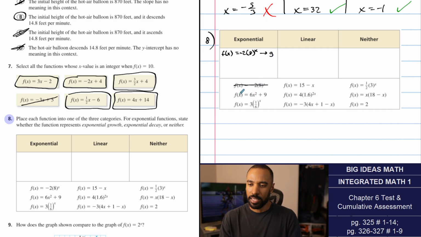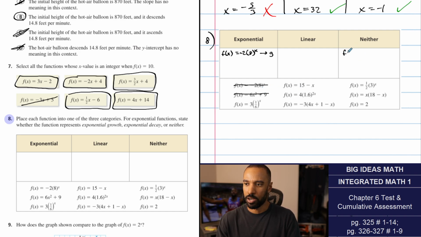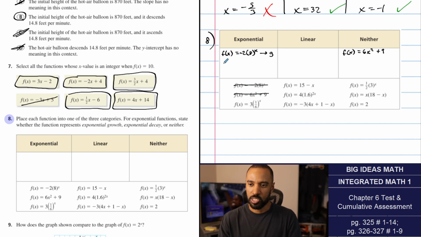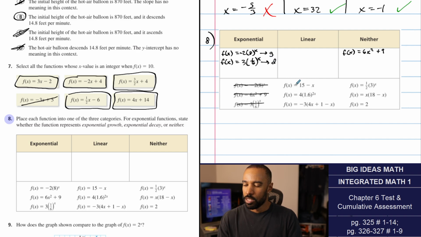This one is a quadratic equation. It's neither linear nor exponential, so I'm going to write that as neither. f of x equals 6x squared plus 9. This is an exponential function, but this time it's decay. 3 times 1/6 to the x power. This is decay on that one. 1/6 is less than 1 there. This is a linear function. It's almost slope-intercept form. It's 15 minus x, or negative 1x plus 15. So it's a linear function.